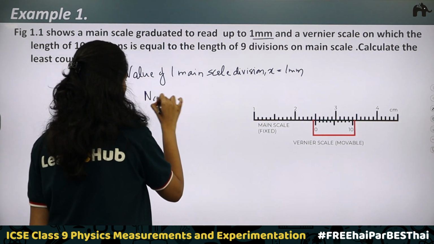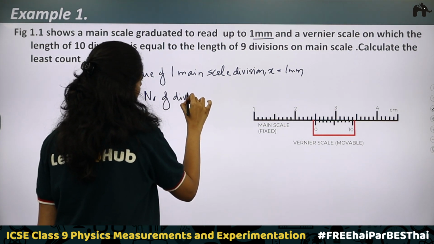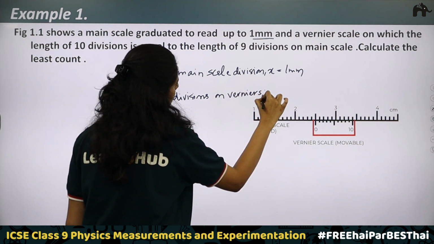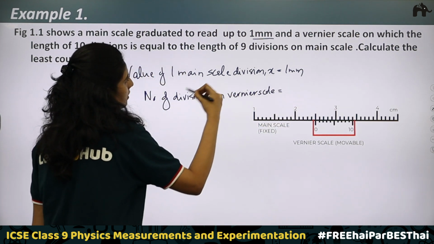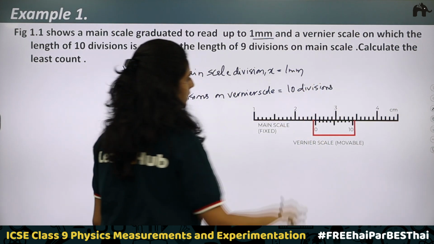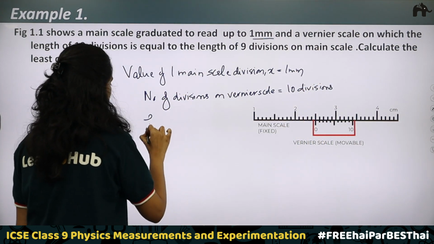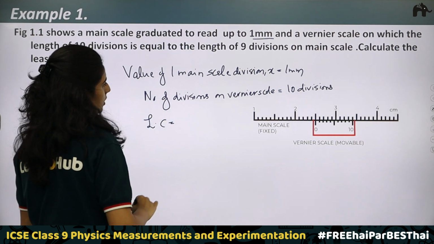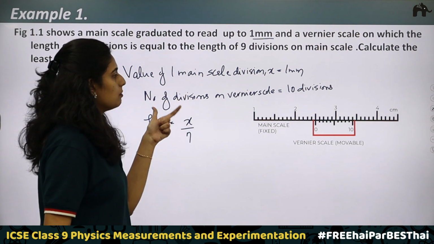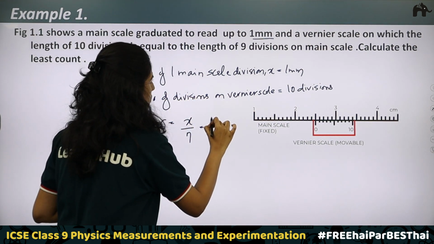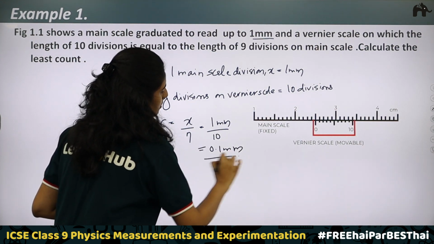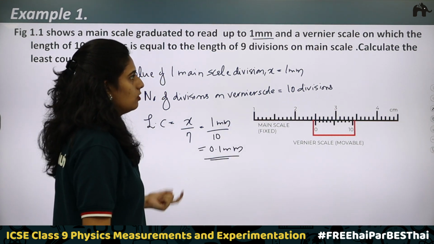What is the number of divisions on the vernier scale? Number of divisions on the vernier scale is given as 10 divisions. Then the least count can be found. Least count will be equal to x divided by n, value of 1 main scale division divided by total number of divisions on the vernier scale, which is 1 millimeter divided by 10, that is 0.1 millimeters. 0.1 millimeters is the least count of this instrument.